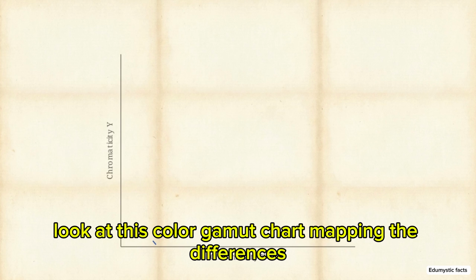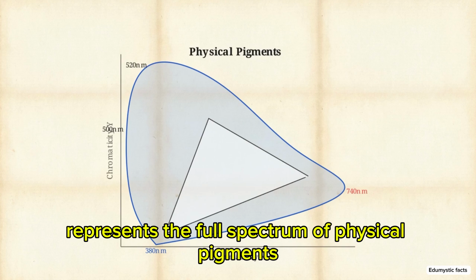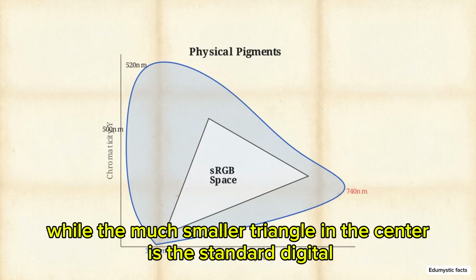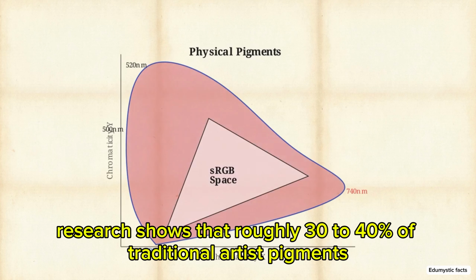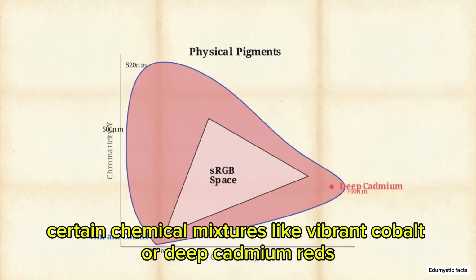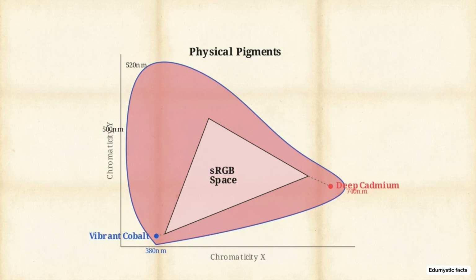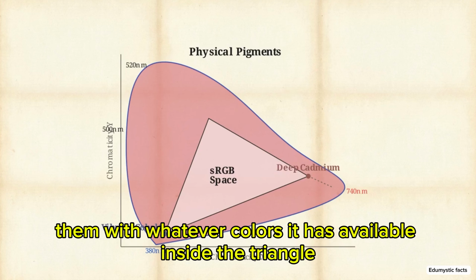Look at this color gamut chart mapping the differences. The wide outer boundary represents the full spectrum of physical pigments, while the much smaller triangle in the center is the standard digital sRGB space. Research shows that roughly 30 to 40% of traditional artist pigments fall entirely outside that digital boundary. Certain chemical mixtures, like vibrant cobalts or deep cadmium reds, are mathematically impossible for your tablet to display. The screen is forced to approximate them with whatever colors it has available inside the triangle.